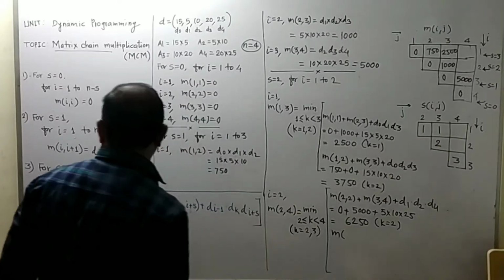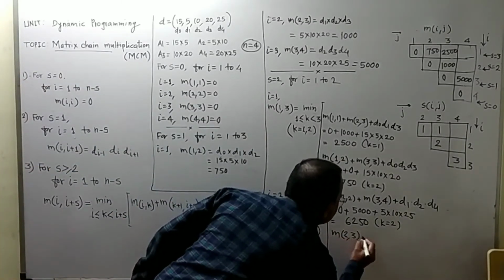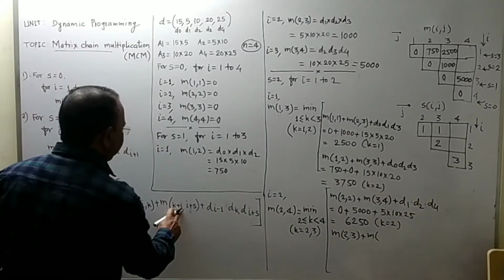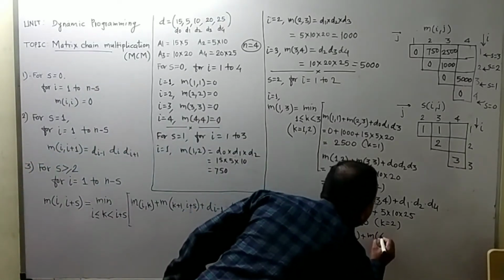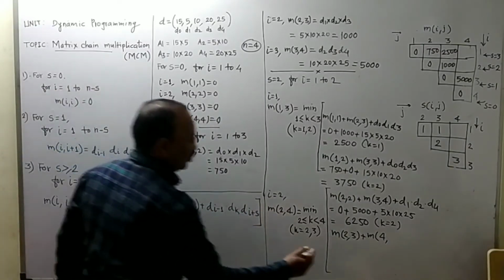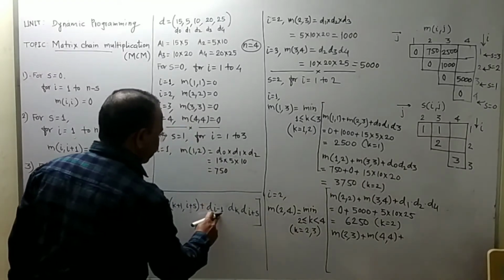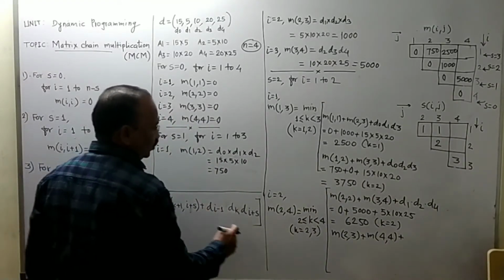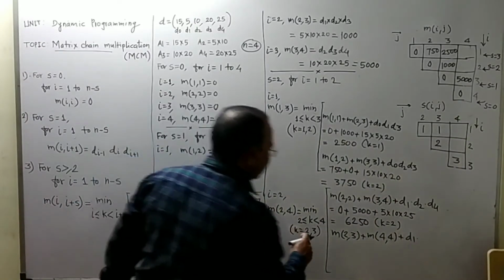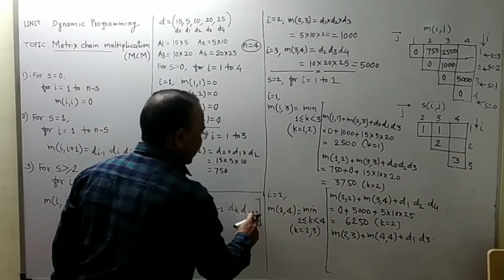M of i,k, i is 2, k is 3, plus m of k plus 1, so k is 3, 3 plus 1 is 4, comma i plus s is nothing but 4, plus d i minus 1 means d2 minus 1, d1, into dk means d3, into d i plus s means d4.